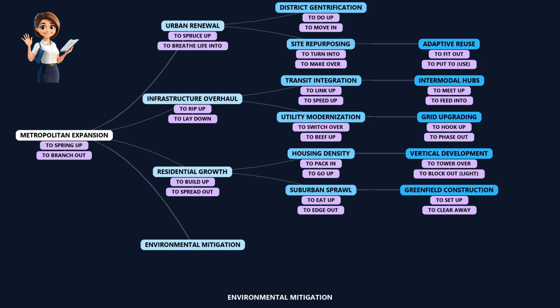Environmental mitigation. Environmental mitigation is a fundamental goal of metropolitan expansion to deal with climate change and ward off natural disasters. Basically, we are protecting our cities from big problems like heat and storms.